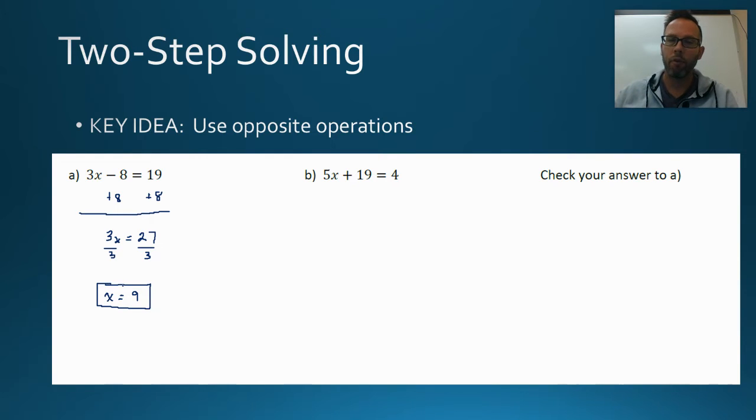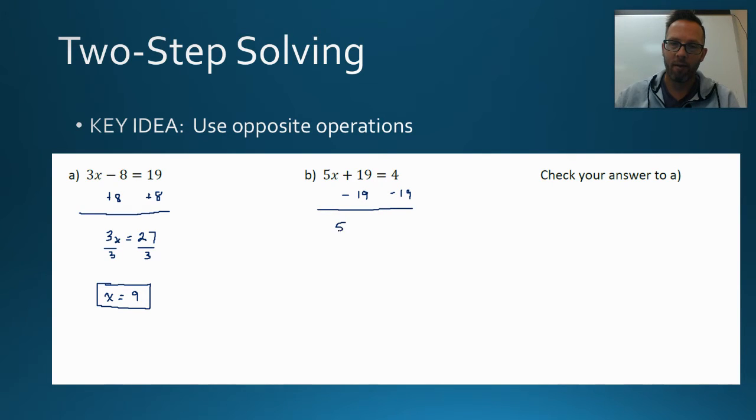If it doesn't, we'll do another example. Let's try this one: 5x plus 19 equals 4. Again, not entirely obvious. Let's go about solving it. We want to undo this positive 19. We want to get at the x. So how do we deal with it? Well, the opposite of adding 19 is subtracting 19. So we'll do it to both sides.